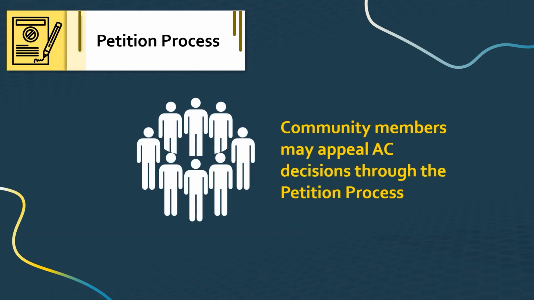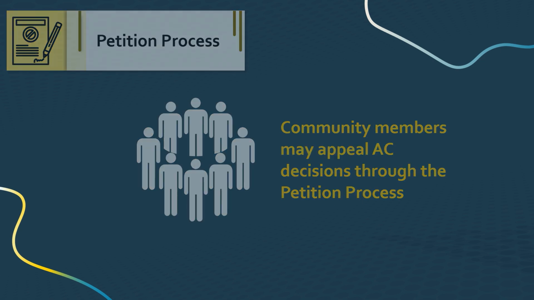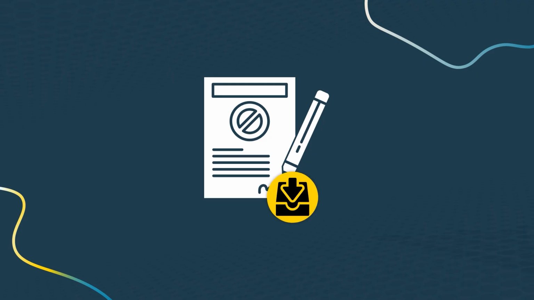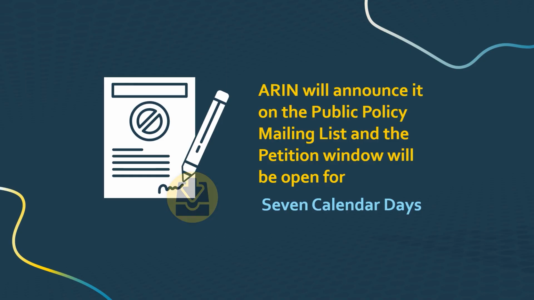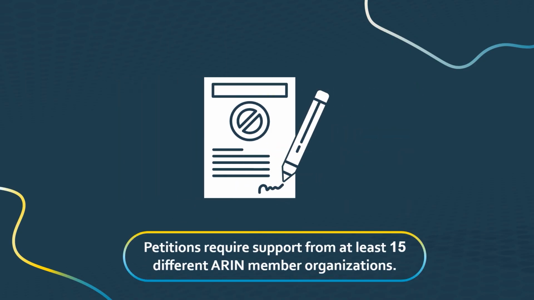If members of the Internet community feel the policy development process was not properly followed, they may appeal certain decisions made by the AC using the petition process. When a petition initiation form has been submitted and verified, ARIN will announce it on the mailing list and the petition window will be open for 7 calendar days. Petitions need the support of at least 15 different ARIN member organizations in order to succeed.